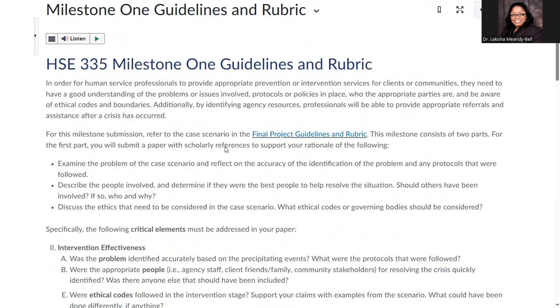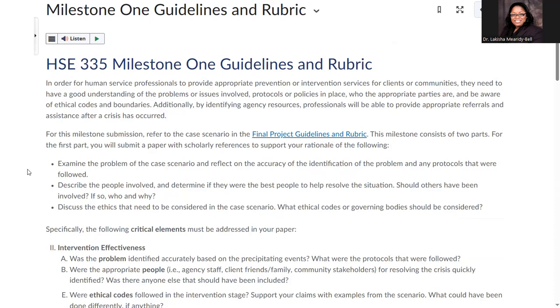So, to look at the first part of what this assignment needs to have in it, the first bullet talks about examining the problem of the case scenario that you are to review in your final project guidelines and rubric area by clicking on the blue link to locate that case scenario. The goal is to examine the problem and reflect on the accuracy of the identification of the problem and any protocols or appropriate strategies that were followed.